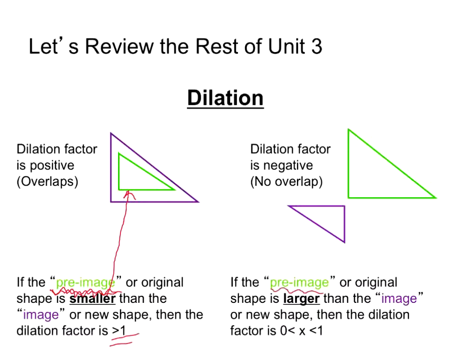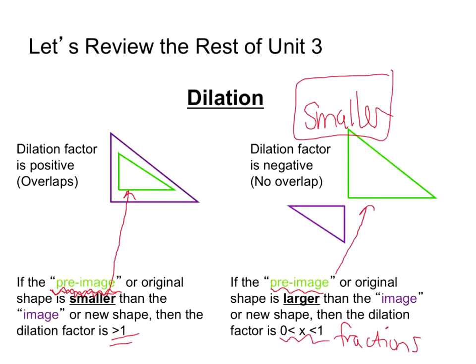On my right-hand side, if your pre-image is bigger, and then it turns into the purple one, what happened to your shape? It's getting smaller. What kind of numbers are smaller? We talked a little bit last week. They're fractions, right? They're your numbers in between 0 and 1. So can you just add that to your notes real fast? It's going to get smaller when you have a fraction.